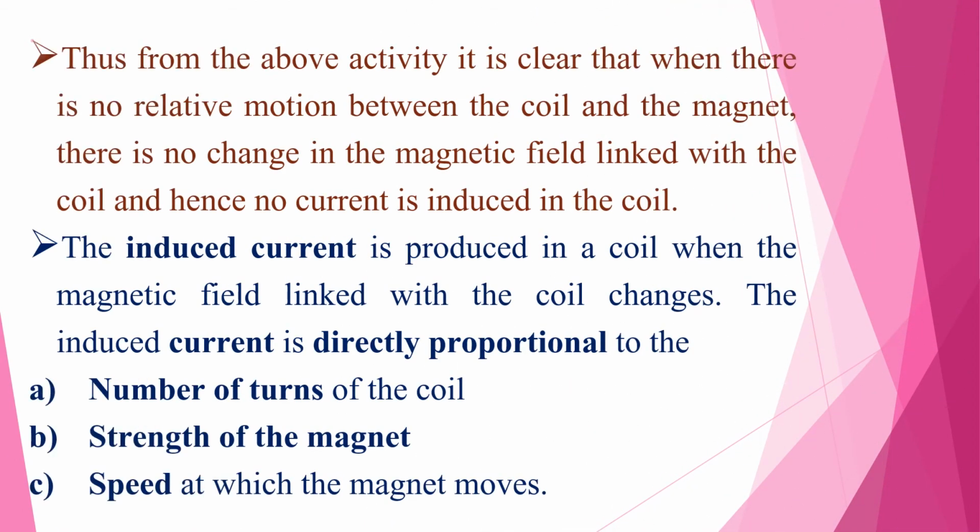Children, what do you understand from this activity? It is clear from this activity that when there is no relative motion between the coil and the magnet, there is no change in the magnetic flux linked with the coil, and hence no current is induced in the coil. A current is induced in a coil only if there is a change in the magnetic field linked with the coil. And this induced current is directly proportional to the number of turns of the coil, the strength of the magnet, and the speed at which the magnet moves. Please watch the next video to make this concept clearer.